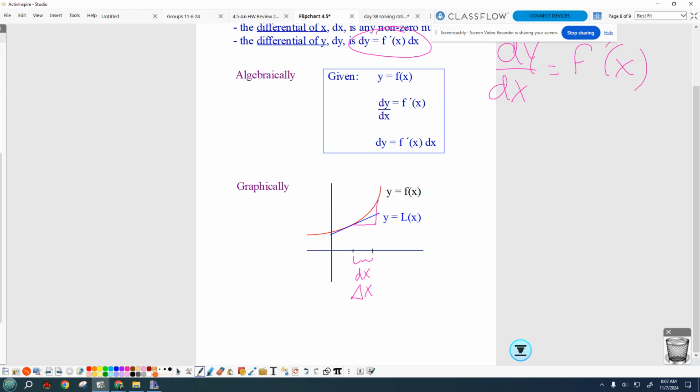Right here, there is no difference between dx and delta x. One is for our approximation, and the other is our actual change in x. This big one is our real change in y, and the little guy, our approximation, is dy. So delta is the real change, and d is the approximated change. Does that matter? Probably not in anything that you do.